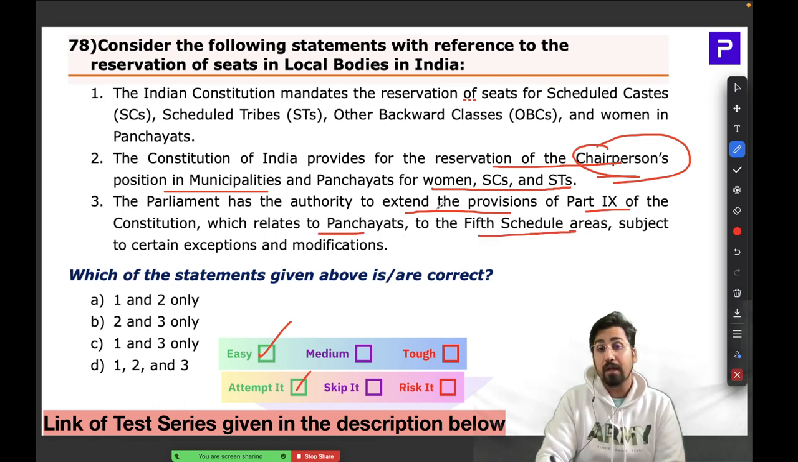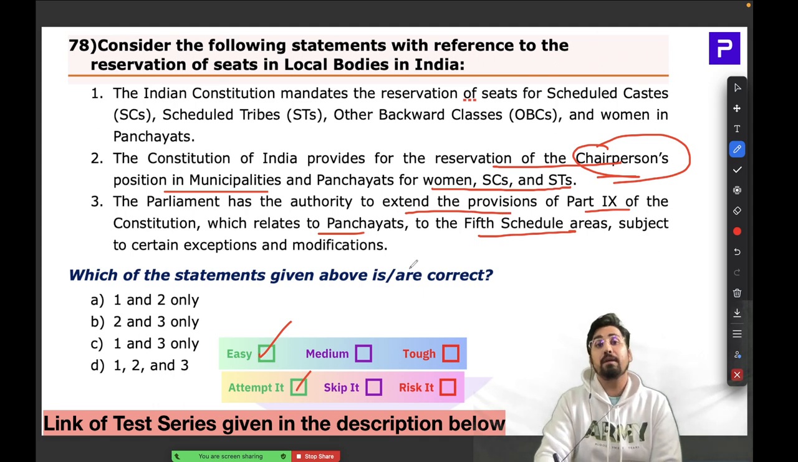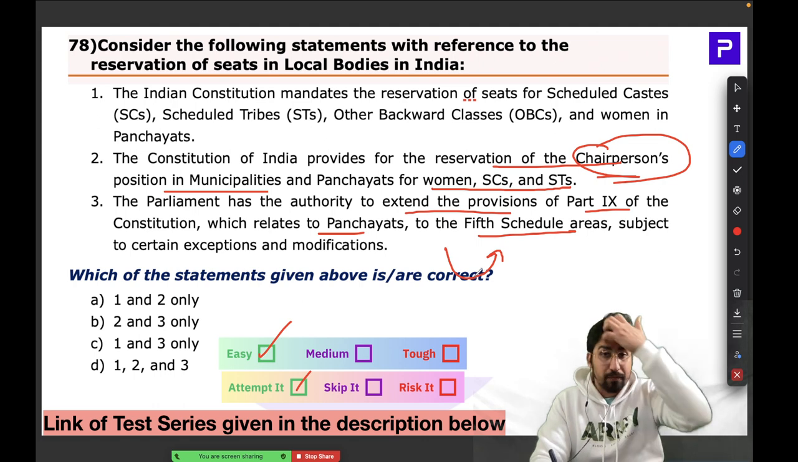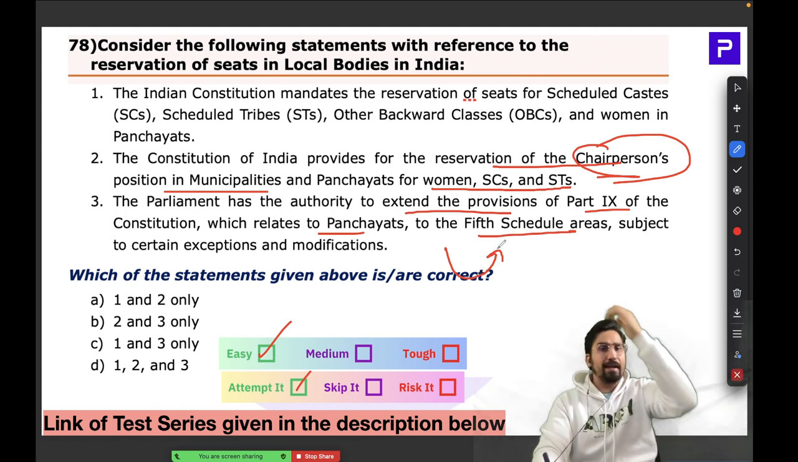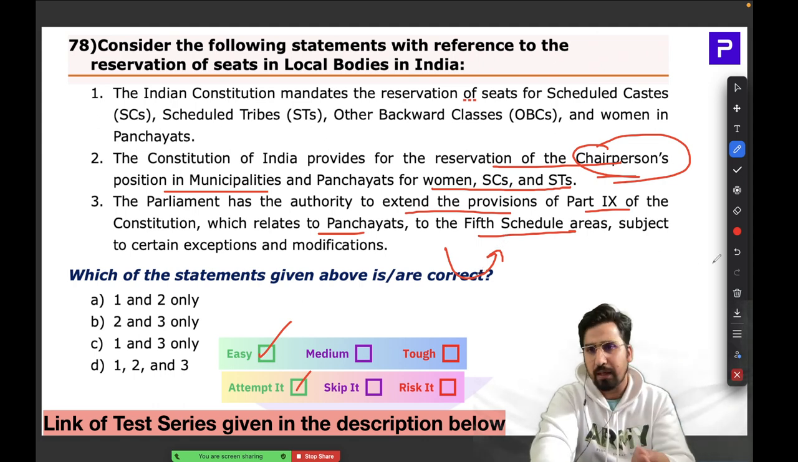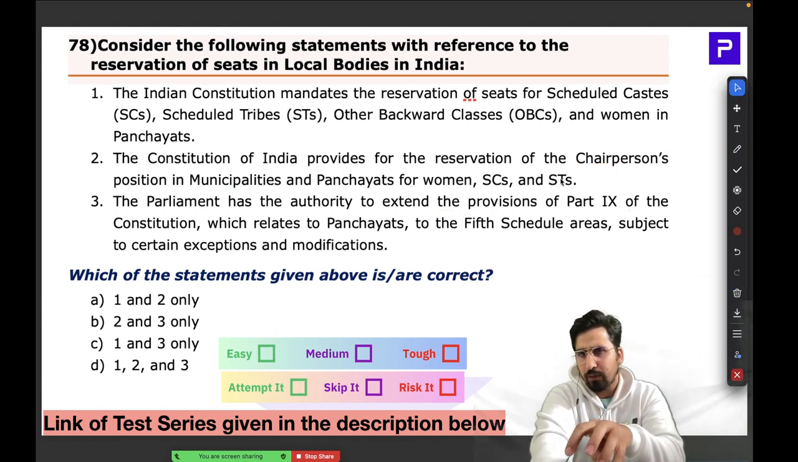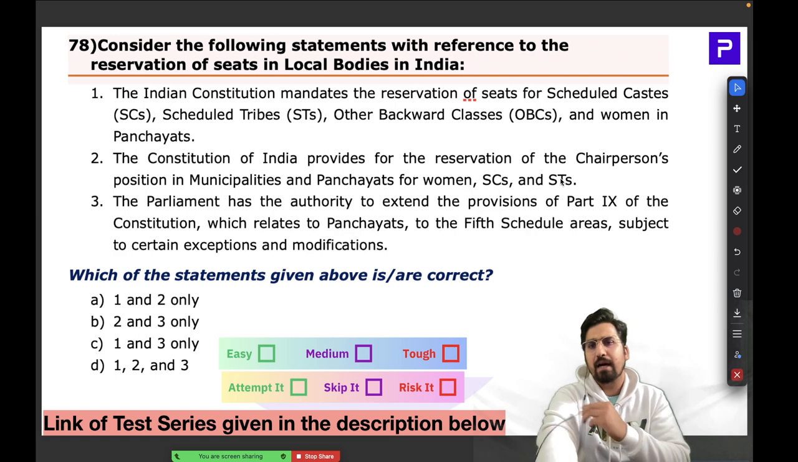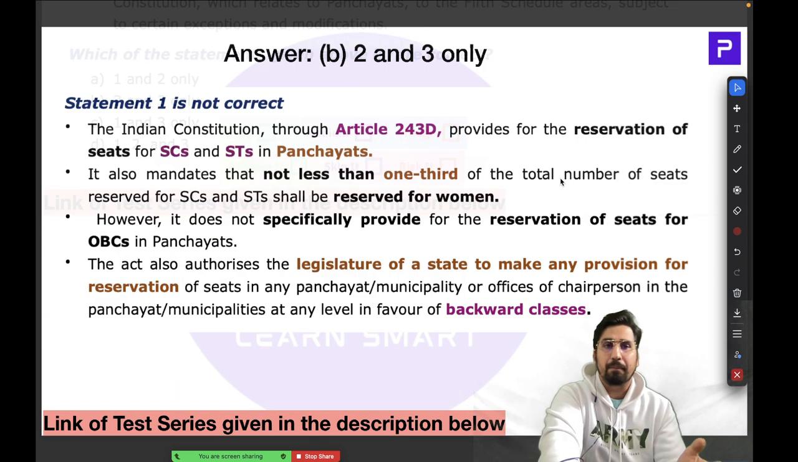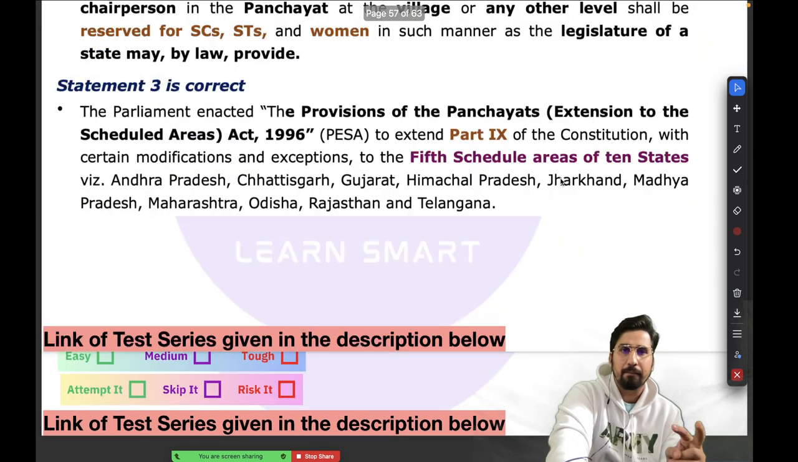But remember, every provision of the PESA Act does not apply automatically. In the last video, I told you that they don't get applied automatically. There need to be some safeguards from the governor, because ultimately 5th schedule areas and 6th schedule areas are about protecting the tribal people. So you have to be a bit careful with that.